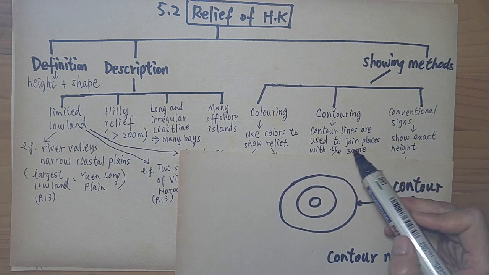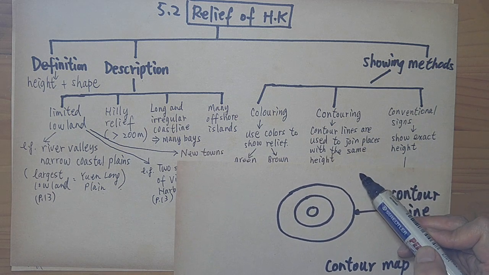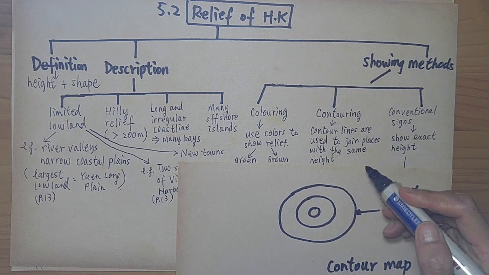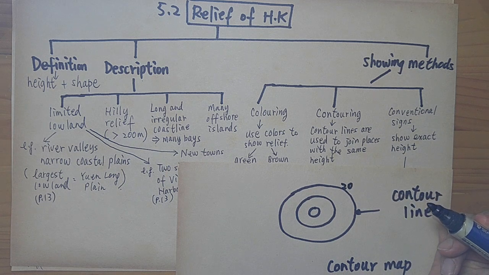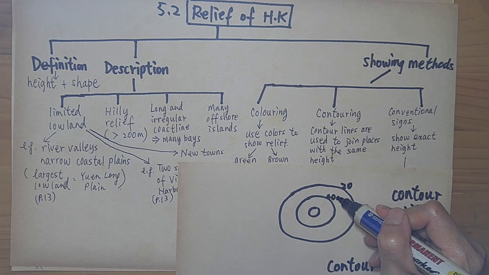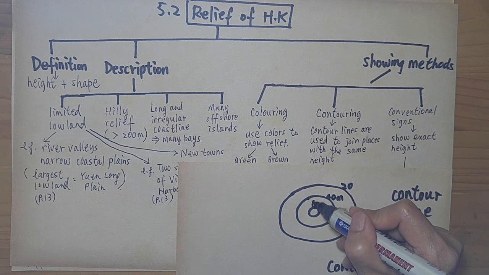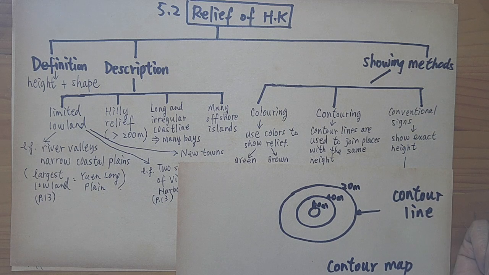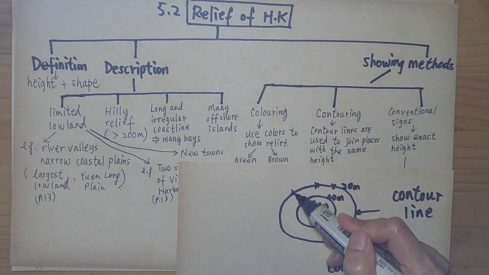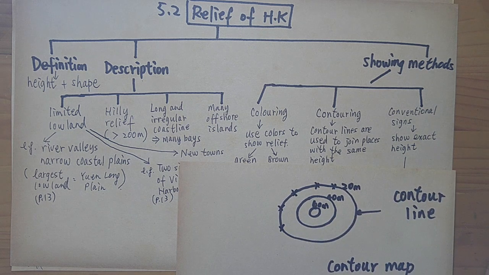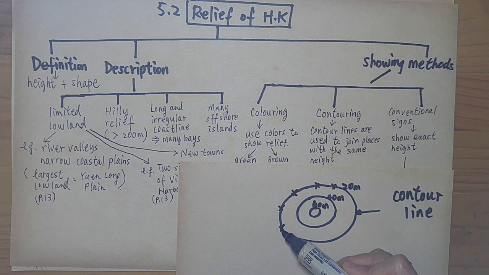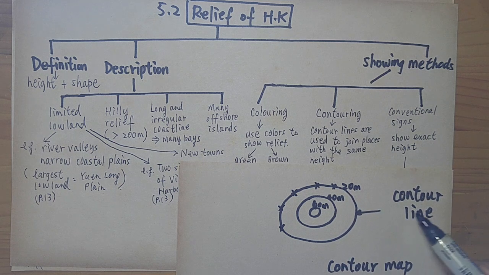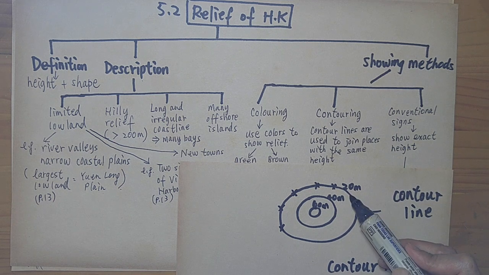Now, contour lines are used to join places with the same height. So, for example, this line is referred to as 20 meter high, and this is 40 meter high, right? And then this is 60 meter high, so it's in meter unit, right? And now for this line, every point along this contour line has the same height. They all have 20 meter. So we use a line to join these points together, and then this is a contour line of 20 meter.